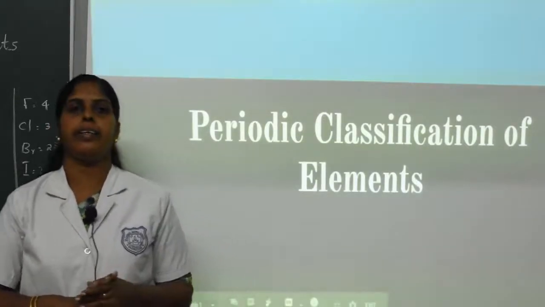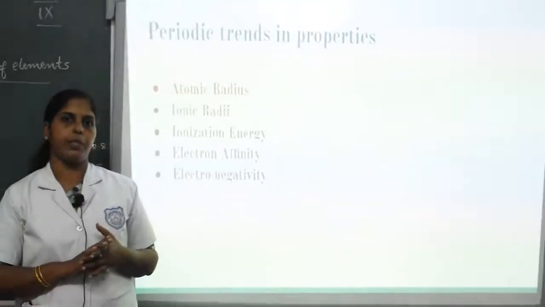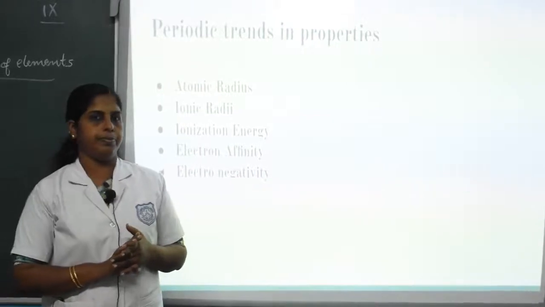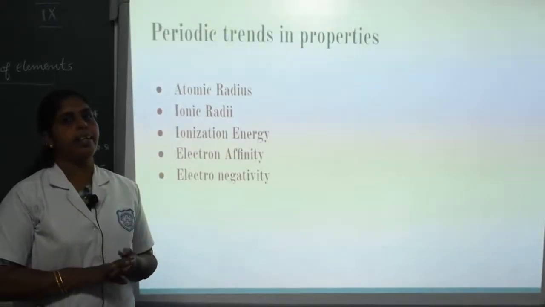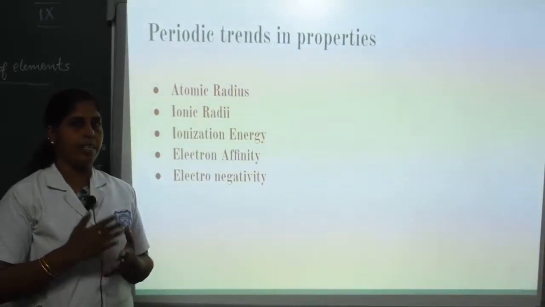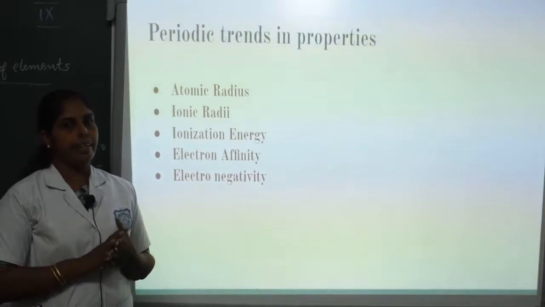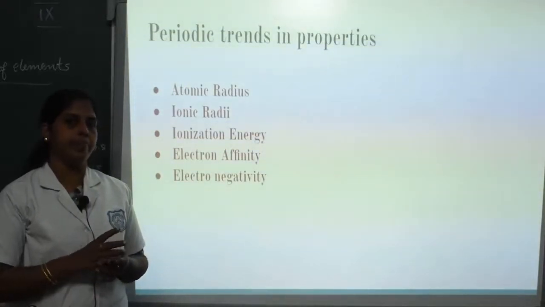What is periodic? Anything that repeats after a regular interval of time is known as periodic. Days in a week, months in a year, and also our school timetable are periodic in nature. They are repeating after a regular interval. Such characters are known as periodic nature, that is periodicity.